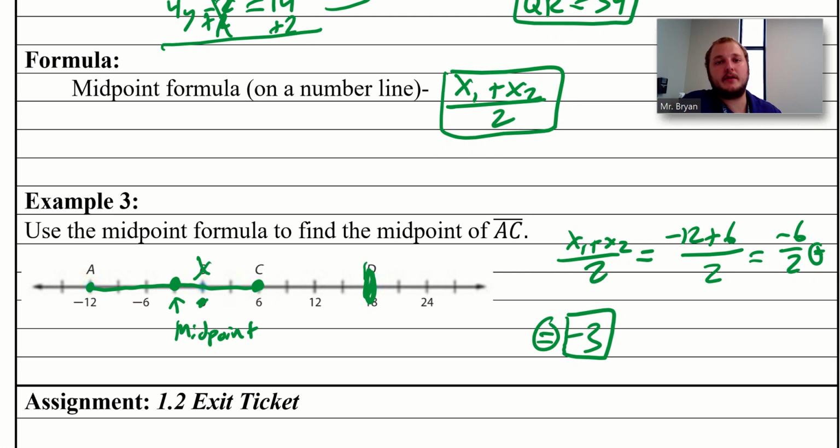There might be a problem like that on your exit ticket, so just make sure you keep that in mind. Get in the habit of using that formula. It might seem really easy right now, but we use a lot of formulas in this class, so you want to get used to plugging things in for x1, x2, and so forth.